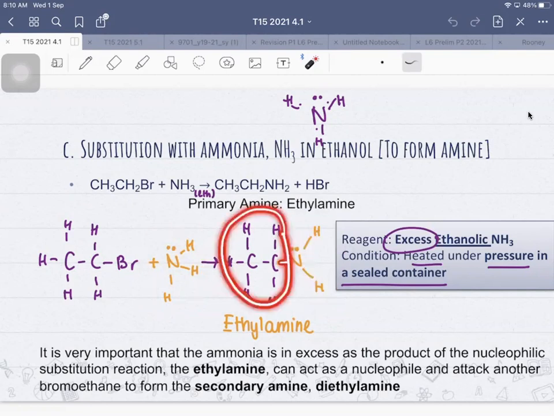So this alkyl group can be methyl, ethyl, propyl, or any other combination, whether you want to have branching, as long as it is attached to an alkyl group.